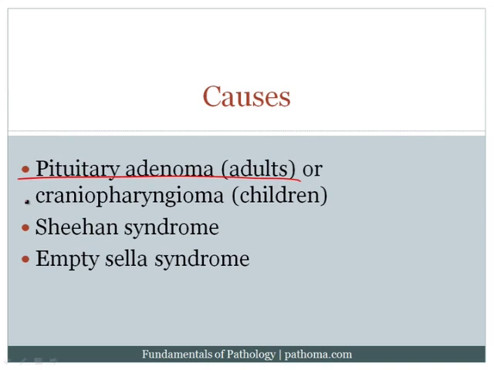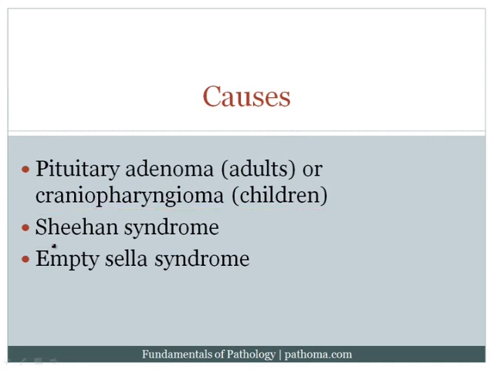Another possibility with a pituitary adenoma is that you could get bleeding into the adenoma. That's called apoplexy. When you get bleeding into the adenoma, it would rapidly grow and would compress the normal tissue. An additional mechanism of hypopituitarism would be a craniopharyngioma in children. Again, the same thing, the craniopharyngioma, which we'll cover when we do CNS, normally arises within the region of the sella turcica, and so it could compress the normal pituitary tissue.